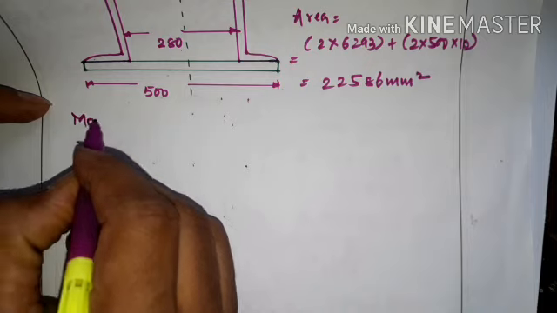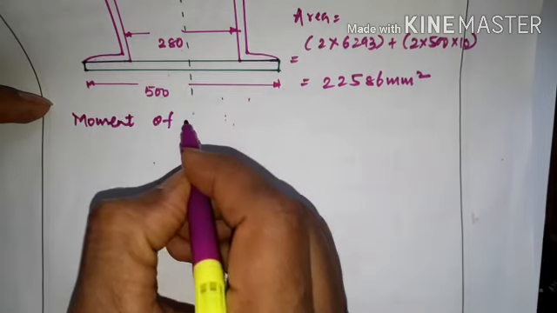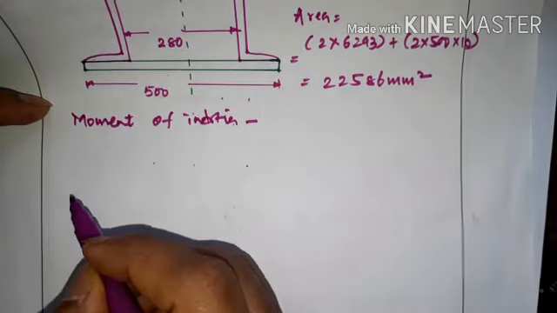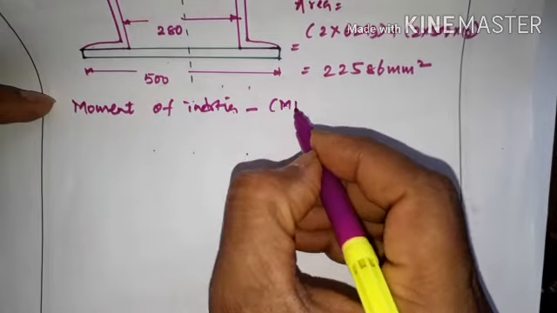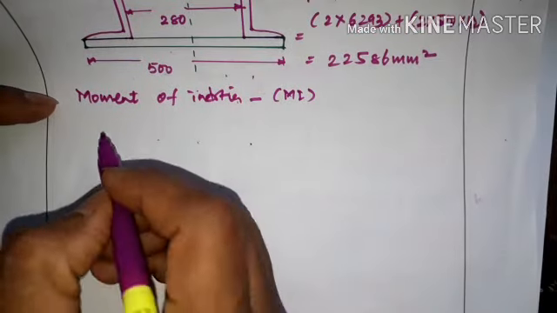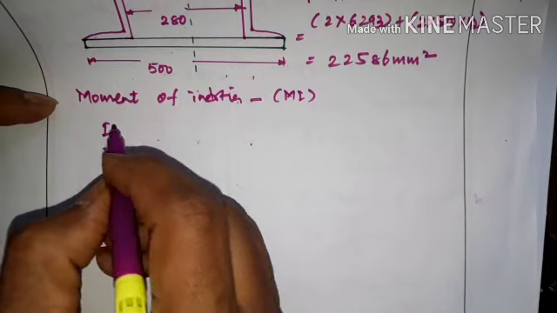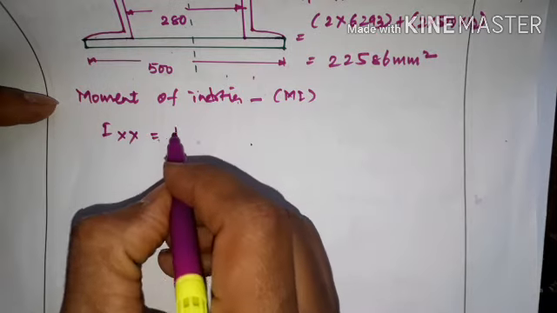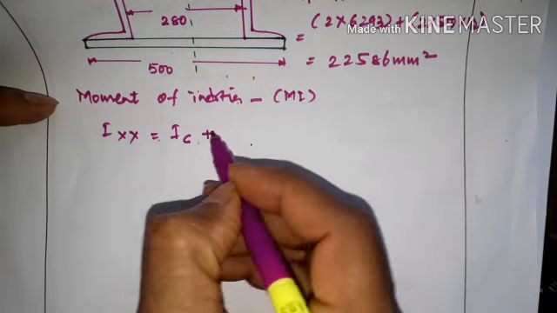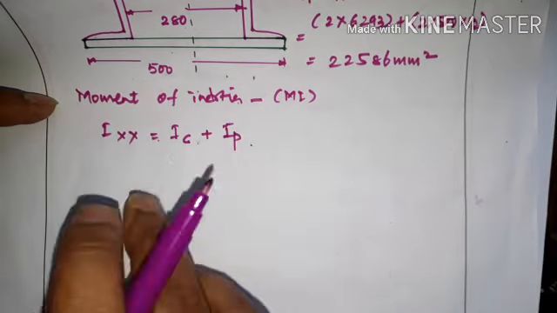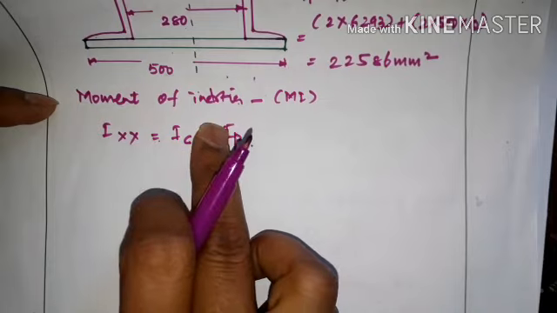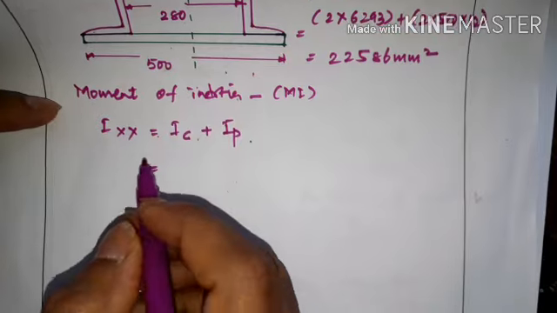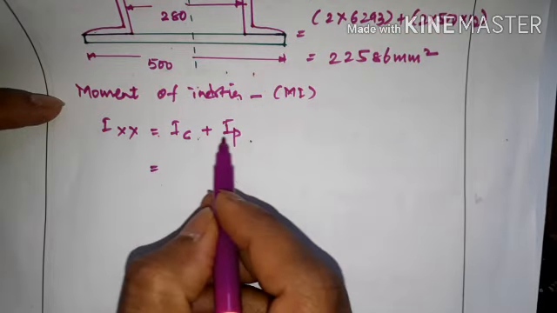Then we have to find out the moment of inertia also. Next is moment of inertia, that is Ixx and Iyy. So Ixx is equal to I for channel and I for plate. C stands for channel, P stands for plate. We have to combine here because we are using channel and plate both. So we'll calculate: the I for channel and I for plate.